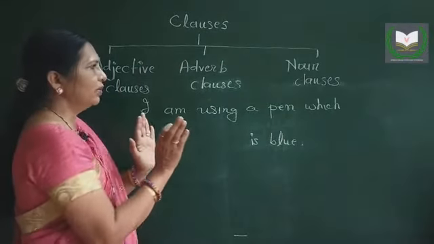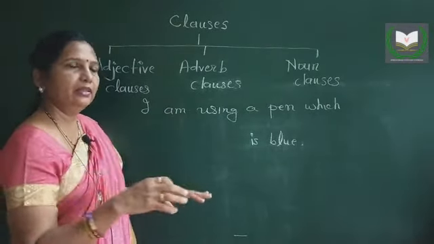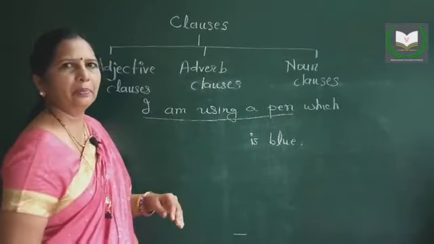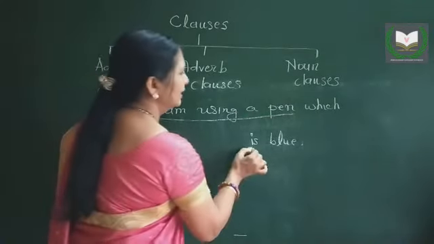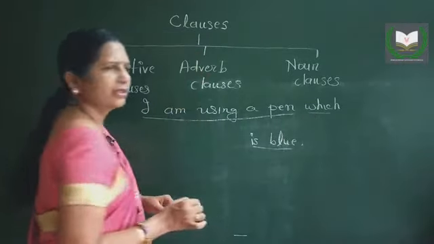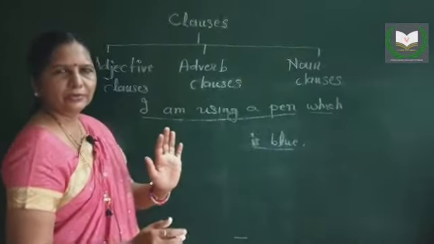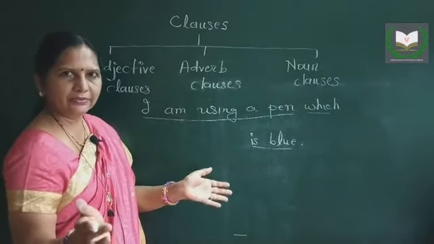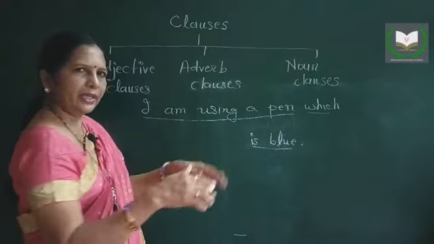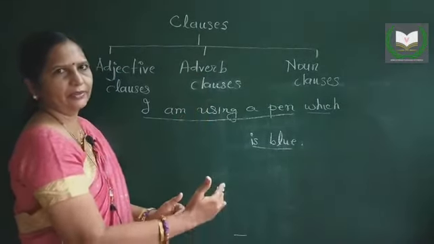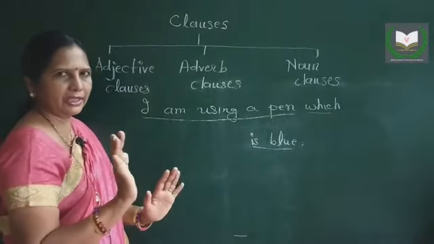Now here what have I done? This is the first idea: I am using a pen. And this is the second idea: which is blue. So I have combined these two and the sentence is ready. So I can say that this sentence falls into two parts. There are two parts of the sentence.